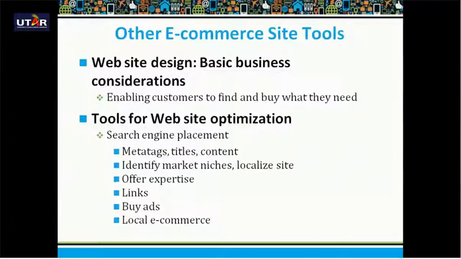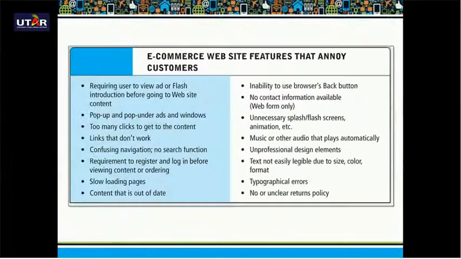So there are also other e-commerce site tools used to boost your e-commerce site. So website design. Normally we know that it's a basic business consideration. It enables customers to find what they need. For example, tools for website optimization. So search engine placement. You can use a meta tag in the HTML. Identify market niche, localize sites, offer expertise, link by apps and local e-commerce.